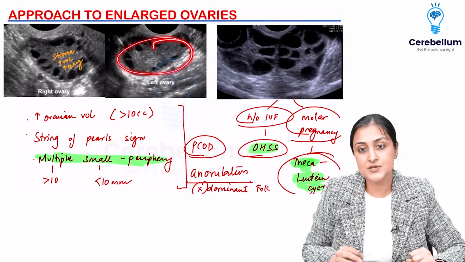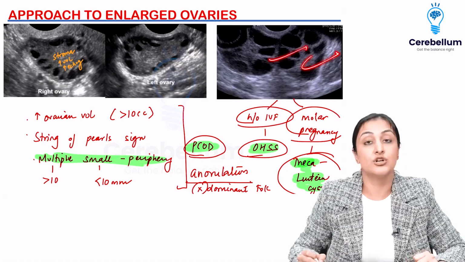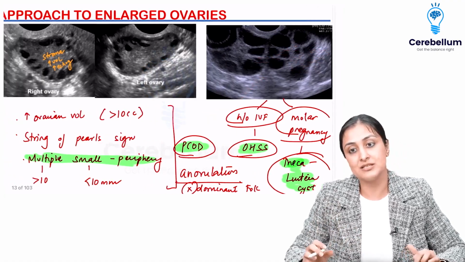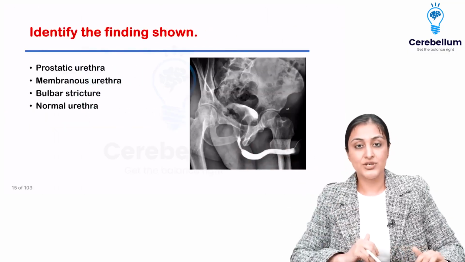When the follicles are small, it is PCOD. When the follicles are large, look at the history. History of IVF means OHSS. History of molar pregnancy means theca lutein cyst. Right? Let's look at the questions from this.